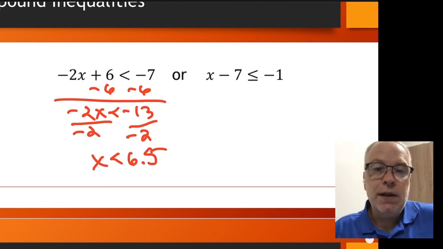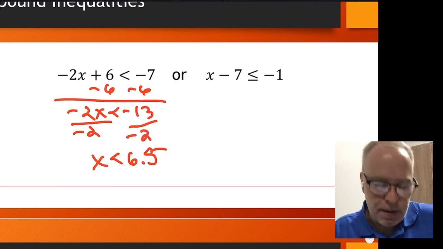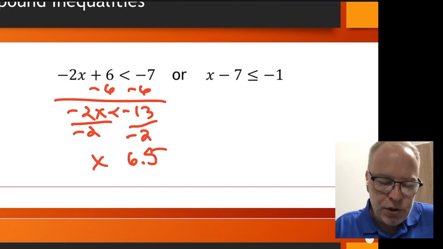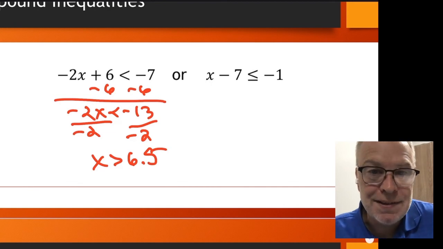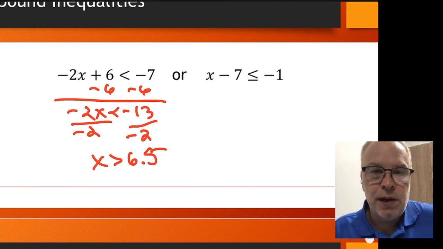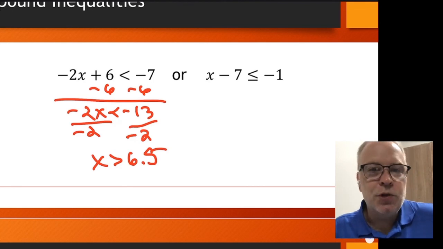I didn't, well, I did, my gosh. I was trying to go so fast that I messed up here. I should have flipped the direction of the inequality. So x is actually bigger than 6.5. I would have gotten that wrong had I not caught it, but I usually go back and check things real quick. That's one of the advantages of showing work, so that you can quickly check things.